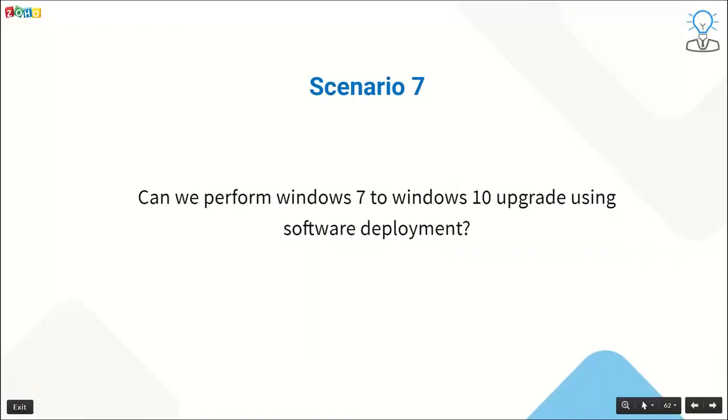Here's another scenario. Can we perform a Windows 7 to Windows 10 upgrade using software deployment? Why, yes, you can create an application package for Windows 10 and deploy it as you've deployed the commercial application Office 365. Create the application package, make customizations as required, choose it as a computer configuration, and deploy it to your target devices.